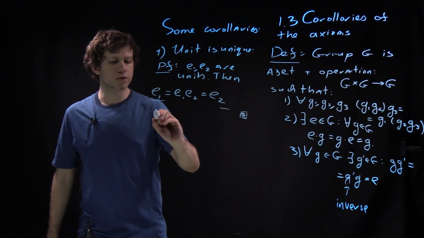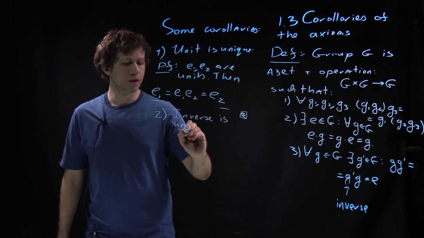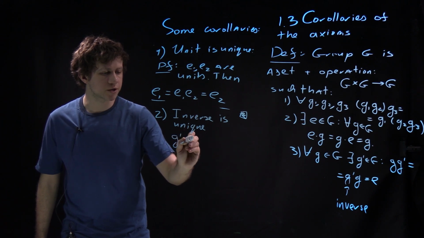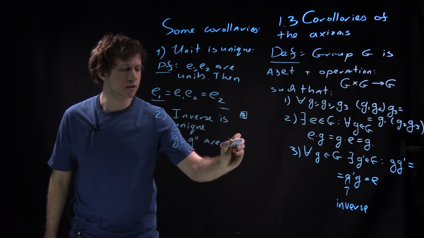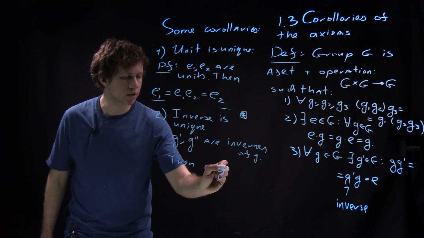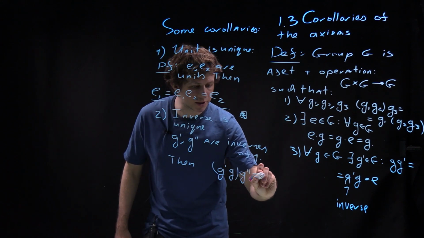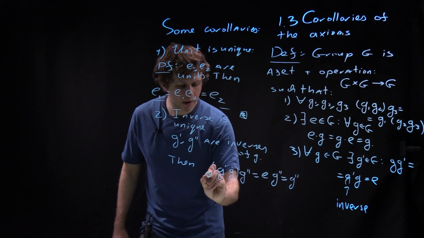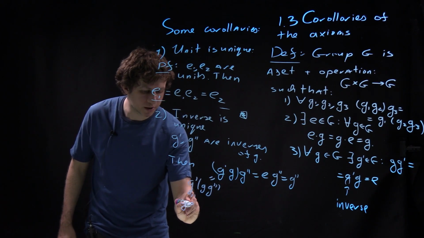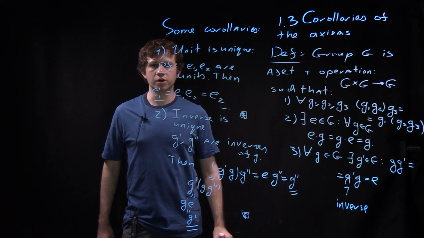So similarly, one can show that inverse is unique. And indeed, imagine, suppose we have G prime and G2 prime are inverses of G. Then we can look at the product G prime times G times G2 prime. On one hand, since G prime times G is unit, it equals E G2 prime, which is G2 prime. On the other hand, by associativity, we can change brackets, and G G2 prime is also a unit, so it's G prime E, which is G prime. And we get that they actually are equal to each other. So that proves that the inverse is unique.